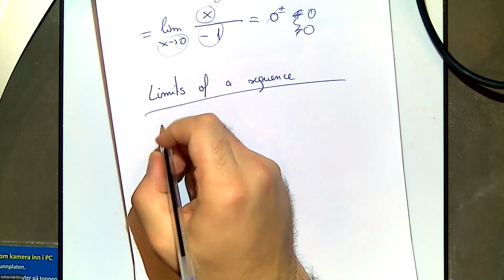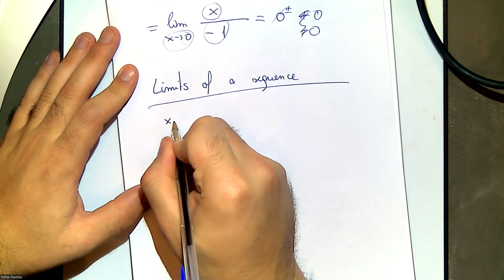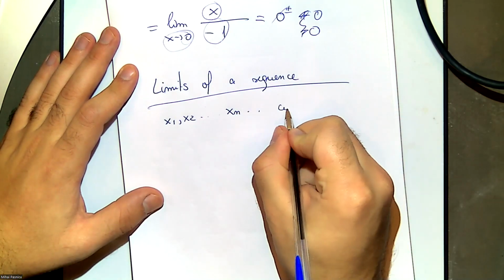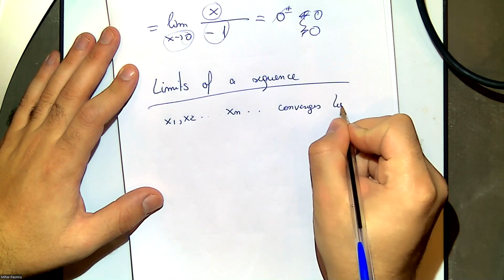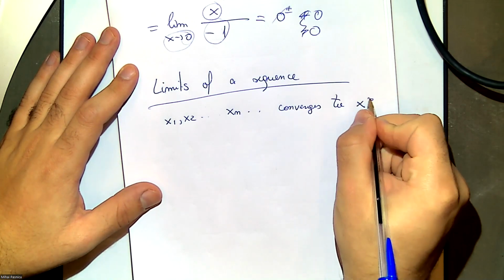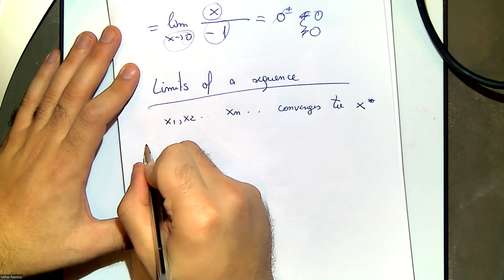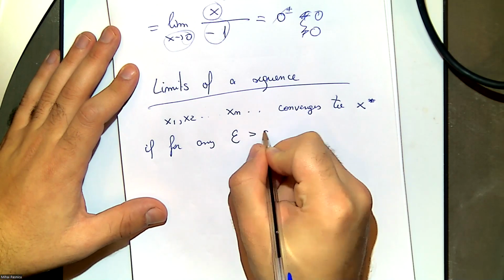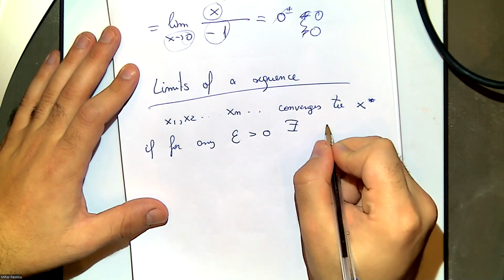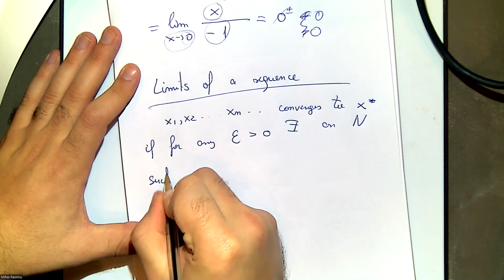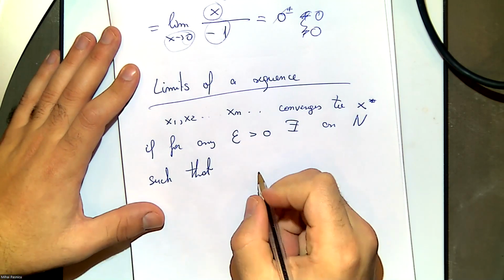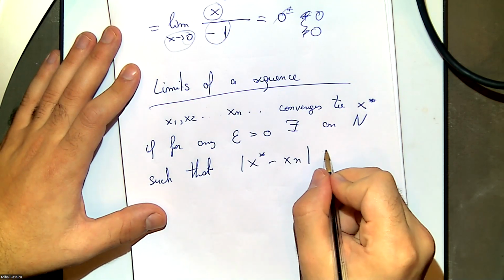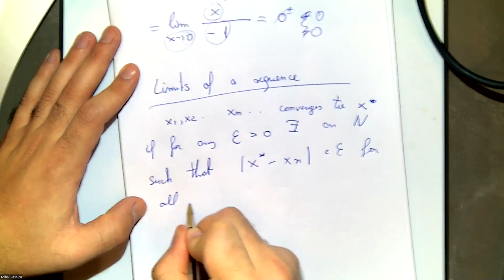So I'm saying that x1, x2, ..., xn, and it keeps going, converges to x star. Again, formal definition: if for any epsilon greater than 0, there exists an n such that the absolute value of x star minus xn is smaller than epsilon for all n beyond it.